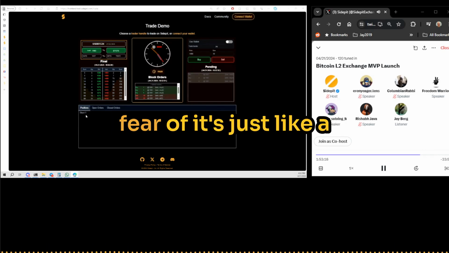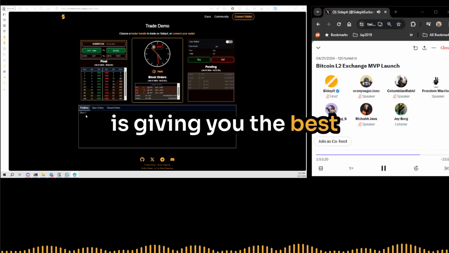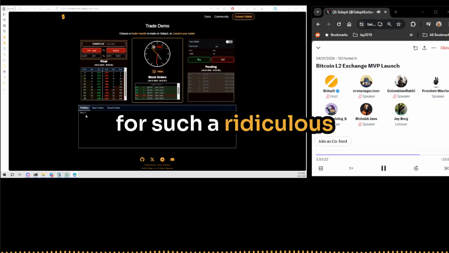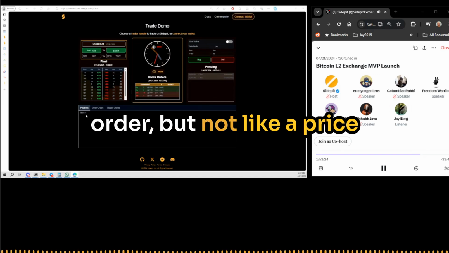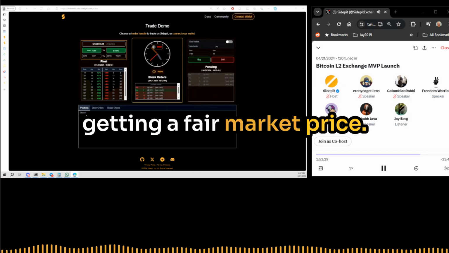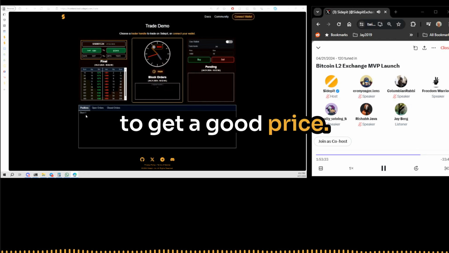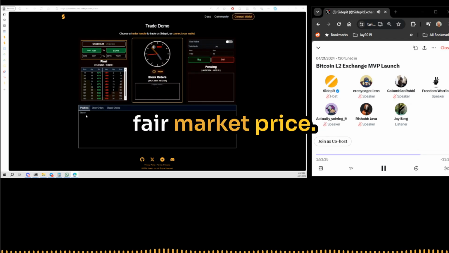And that's what we're doing. So we're removing that fear of a ridiculous price, which is giving you the best possible price we could for such a ridiculous order, right? But not like a price like Coinbase does. That's the difference. The difference is you're getting the fair market price without execution risk. It doesn't mean that you're going to get a good price. It means you're going to get the fair market price.